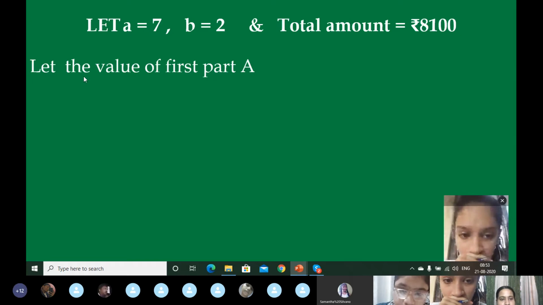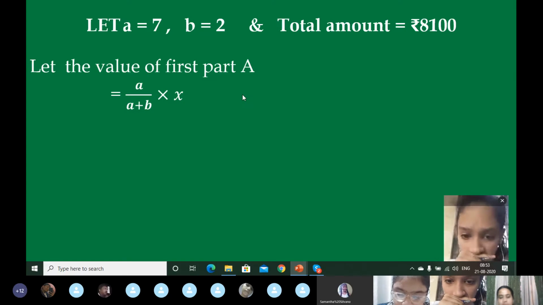So we will substitute, and note down this formula. This is a very crucial formula for finding the value. See, A upon A plus B into X. This A is the ratio part of A is to B. You write down A is to B, from there this A comes. For the part, A upon A plus B into X. X is the total amount.